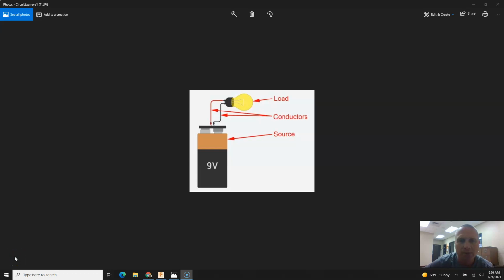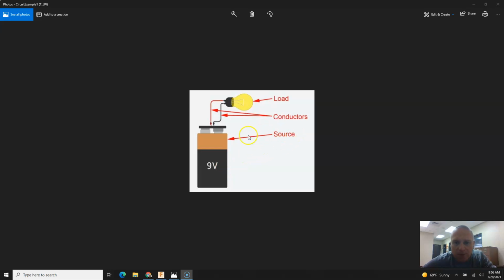We're going to talk about the elements of a circuit and what makes a circuit. First of all, a circuit is a system that allows for the flow of electricity. That system allows electricity to flow to do something useful that we want it to do. There's three elements to a circuit that we'll talk about.